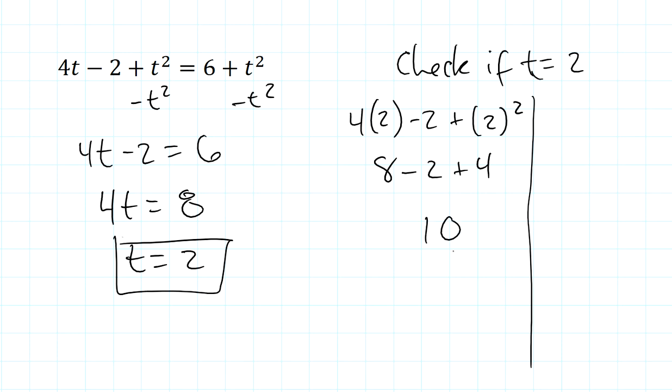So on the other side, let's put 2 in there. So I get 6 plus 2 squared, which is 6 plus 4, which is 10. So I can see now that when I do indeed put 2 into both the left and the right hand side, it does give me 10. So t is 2 is the solution, and it produces 10 for both the left hand side and the right hand side.